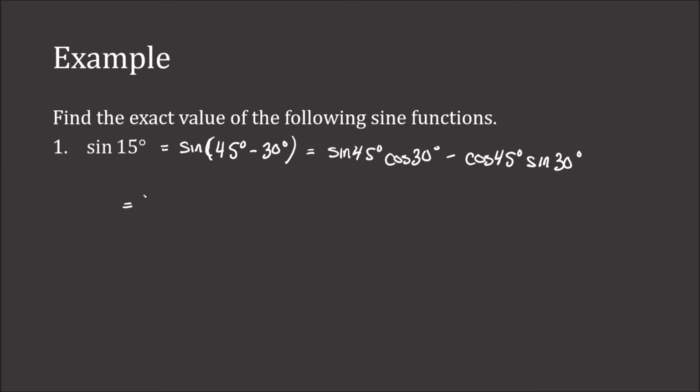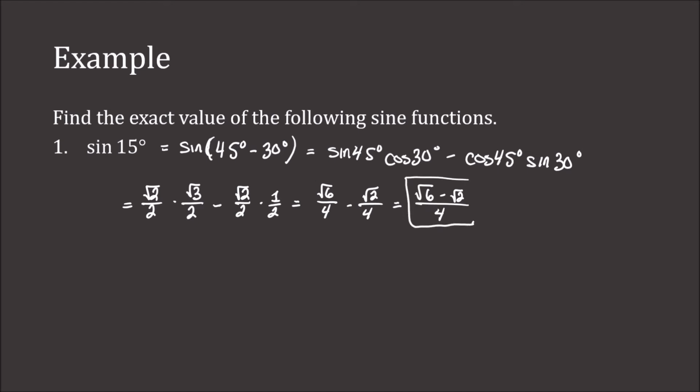Sine of 45 degrees is the square root of 2 over 2. Cosine of 30 is square root of 3 over 2. Cosine of 45, square root of 2 over 2. Sine of 30 is a half. We'll wind up with the square root of 6 over 4 minus the square root of 2 over 4. This is then just square root of 6 minus square root of 2 all over 4.